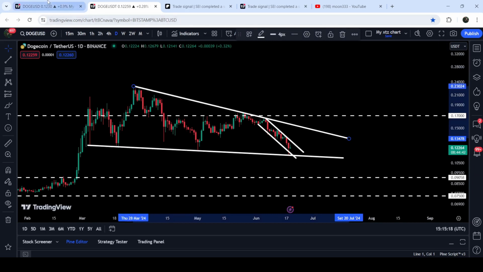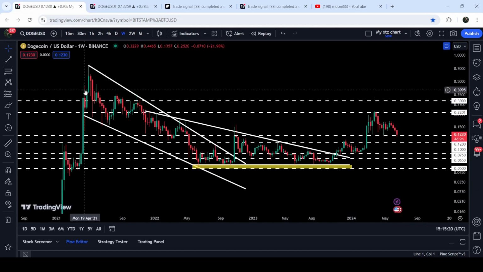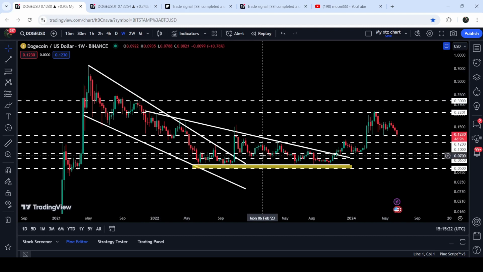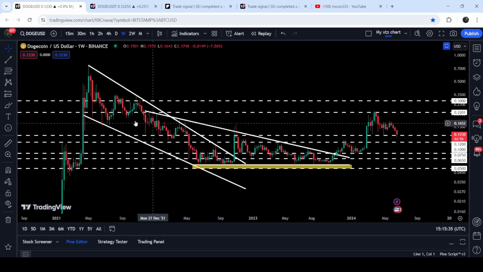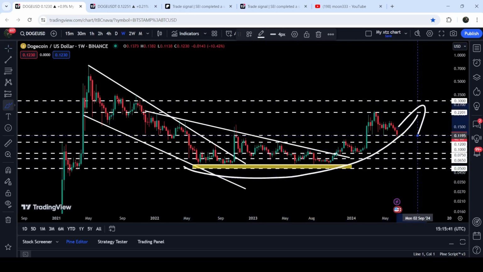Now, if we take a look at the weekly time frame chart, then here we have already broken out this very big falling wedge pattern. And after that, we also broke out this very big descending triangle as well. And in fact, I have been showing you this falling wedge pattern before the breakout as well. And I've been telling you that once Dogecoin is able to break out this very big falling wedge pattern, then a very massive parabolic bull run can be started. And you can see that the bull run has just begun.